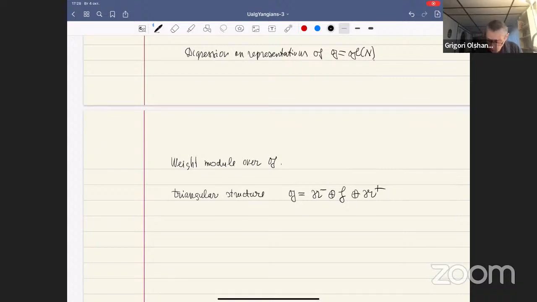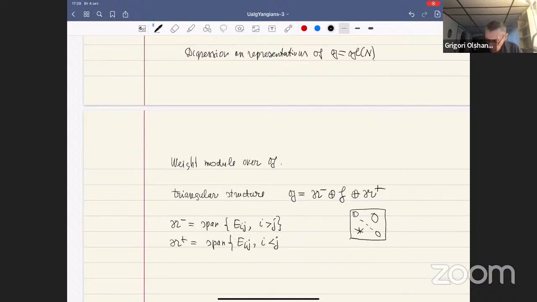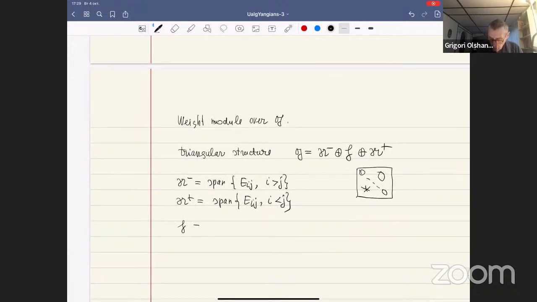So what is this? We have the basis of matrix units, and n minus is the linear span of the matrix units E_ij such that i is strictly greater than j. So these are the strictly lower triangular matrices: something below the diagonal and 0 on the diagonal and above the diagonal. And n plus is defined in a similar way with i less than j. And finally, the Cartan subalgebra is the diagonal matrices, the linear span of the diagonal matrix units.